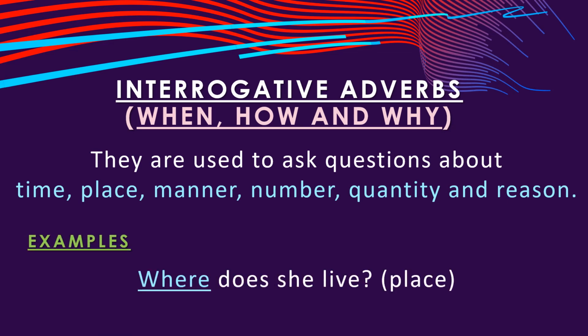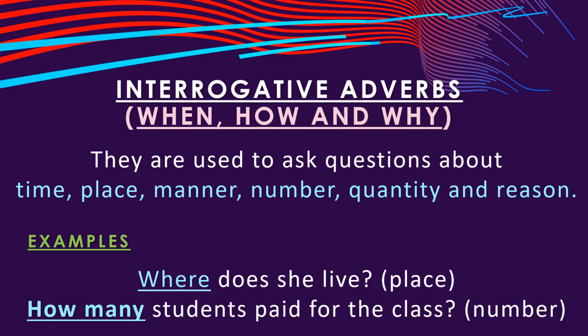Where does she live? So this word where is helping us to ask this question. Where does she live? A question related to place. So where over here is an interrogative adverb. Let us take another example. How many students paid for the class? So how many over here, these two words, they have been used as interrogative adverbs and they are helping us to ask how many. That means the number of students who have paid their class fee.